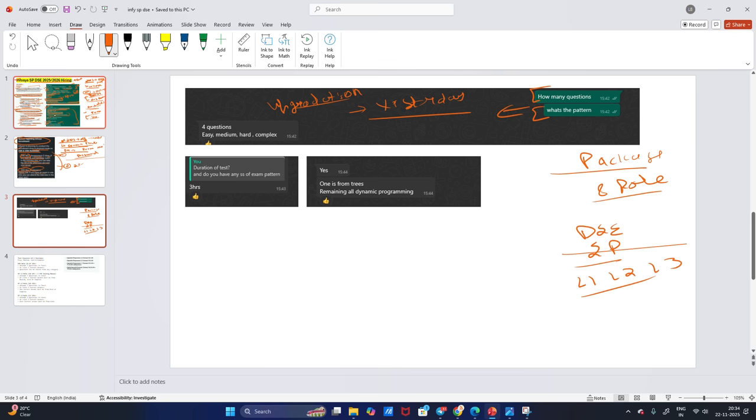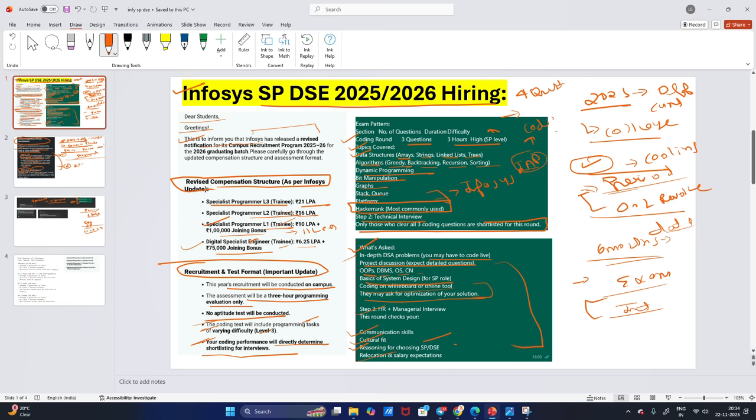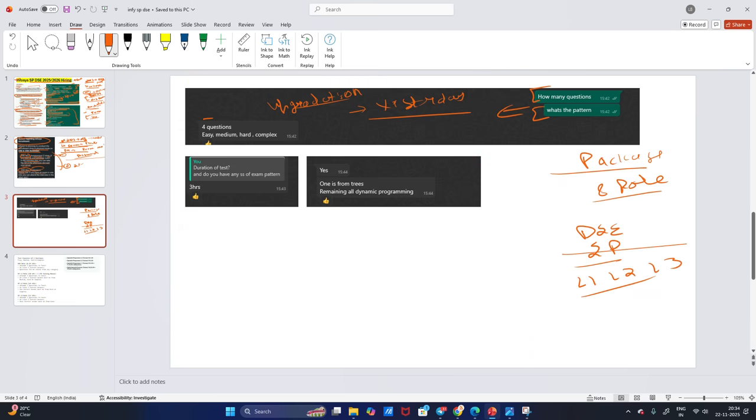This that I already said to all of you, L1 trainee, L2 and L3. So four questions are there: easy, medium, hard and complex. These are the new category that is added. Duration of test is 3 hours, okay, total 3 hours means 180 minutes of time will be there. One is from tree, first question is from tree, remaining second, third and fourth question all belong to basically dynamic programming, DP.